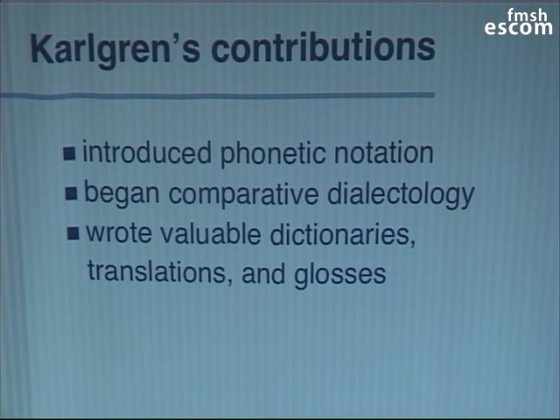So, to sum up Karlgren's contributions, he introduced phonetic notation, which I am realizing more and more I should really emphasize as an important thing. It's sort of like substituting Arabic numerals for Roman numerals. It really makes a huge difference to be able to do that. He began comparative dialectology. There has been some literature on dialects in Chinese, but not from the modern point of view. He actually recorded a number of dialects based on fieldwork, and he wrote dictionaries, translations, and glosses, which are still very useful, and I use them all the time.